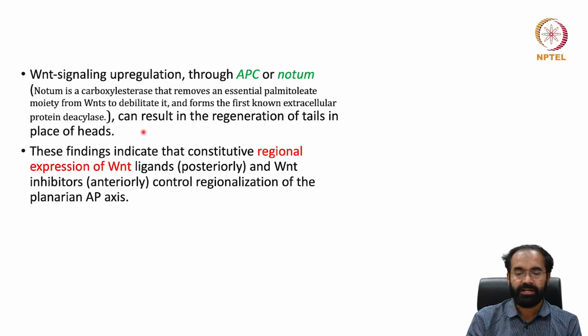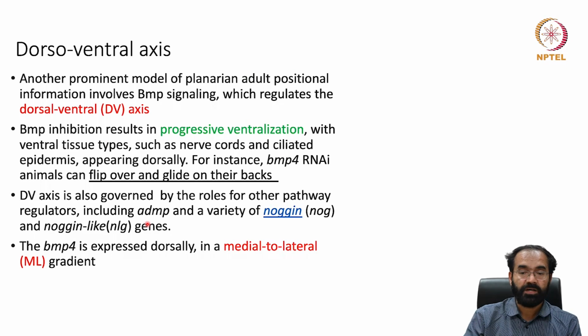That is, the polarity is maintained by Wnt signaling. These findings indicate constitutive regional expression of Wnt ligands, usually posteriorly, and Wnt inhibitors anteriorly. Near the head region, Wnt inhibitors rule, but in the tail region, the Wnt activators rule. They control regionalization of the planarian AP axis. This positional information decides how different tissue structures are formed and how they function.